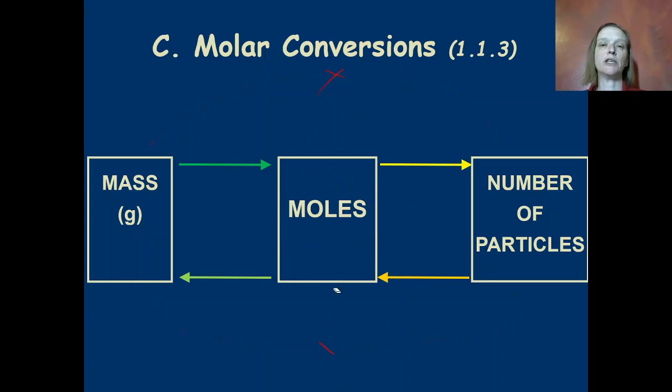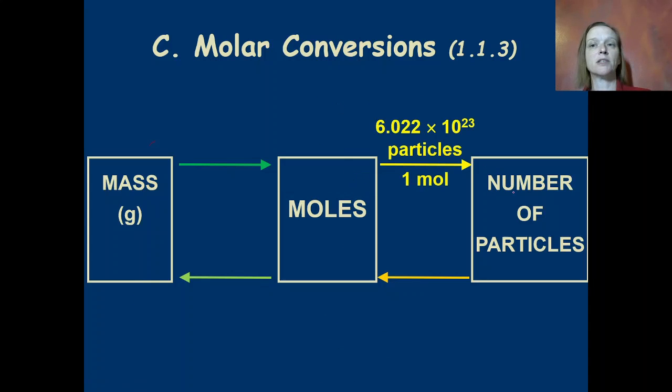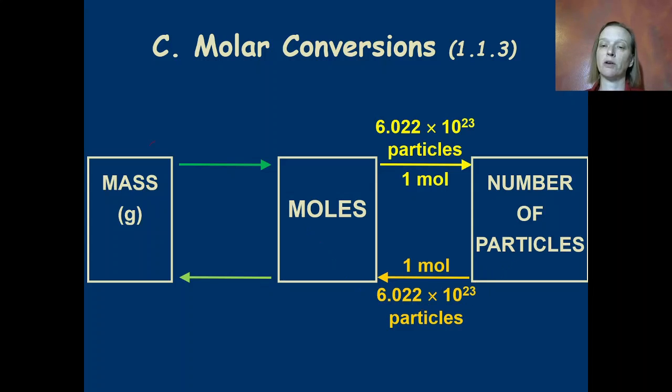So, how do we do it? What are our conversion factors? We learned that to go from moles to number of particles, we need to get rid of moles and bring in particles. To go from particles to moles, we need to get rid of particles and bring in moles. So this is like the conversion factor. This arrow is like the line in the fraction of the conversion factor. Those are the ones we learned a couple lessons ago.